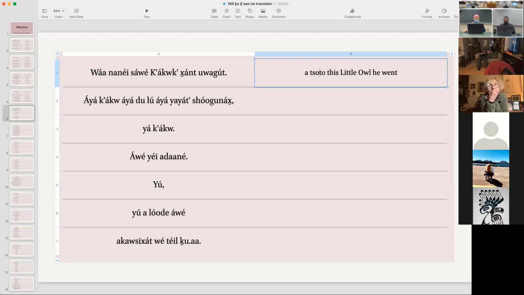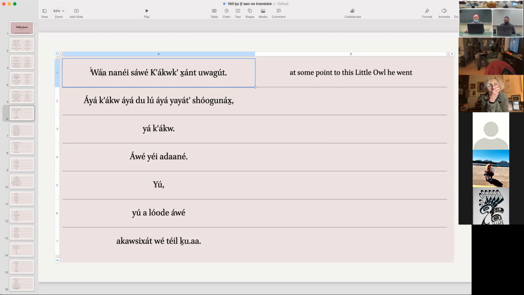In terms of translation, you could say at some point. And there are a few of these things where, yes, they do mean things individually, but once you put them together in the context of storytelling, it's all about what they do to the story, I think. Okay.